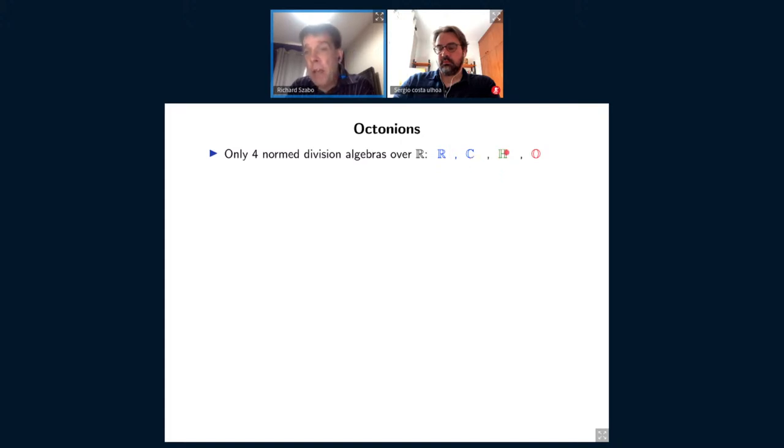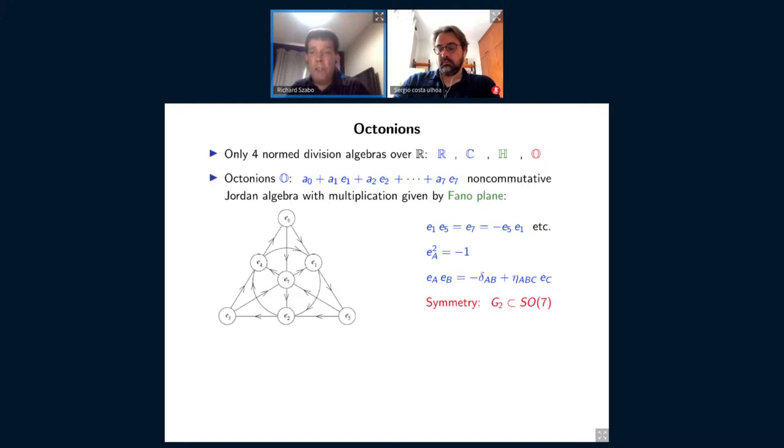The complex numbers embed into the quaternions, and likewise the quaternions embed into the octonions. So how do we describe the octonions? Well, the complex numbers are generated by a unit element called one and an imaginary unit. The quaternions generalize this to give three imaginary units. The octonions now have these seven imaginary units, these E's I have there.